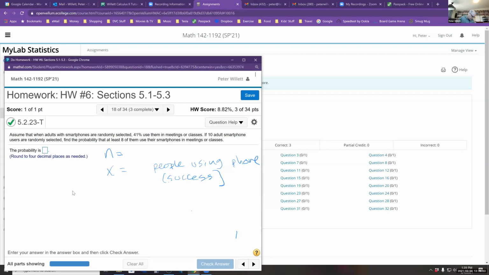Okay, yeah, N is 10 and X equaling 8 or more is the people using phones. That's a success. And so P is the probability that they use a phone. That's given at 41% or 0.41. And Q would be the probability of not using a phone in class, the complement, or 0.59.